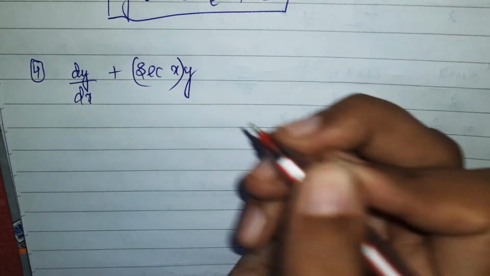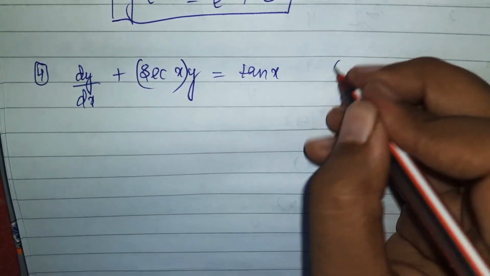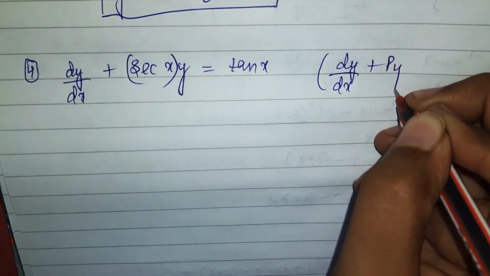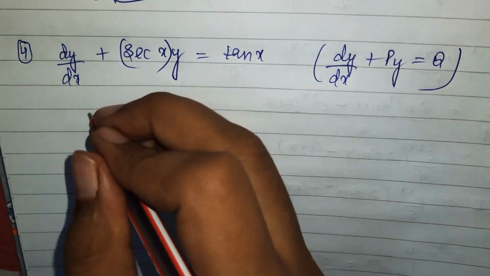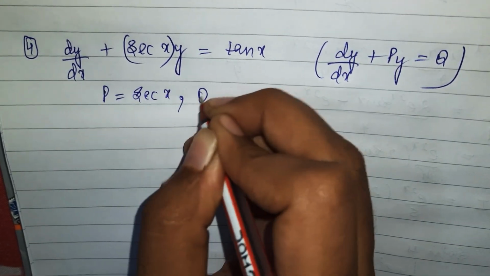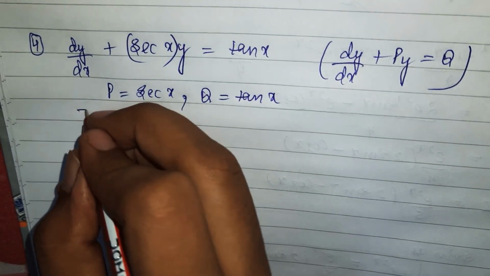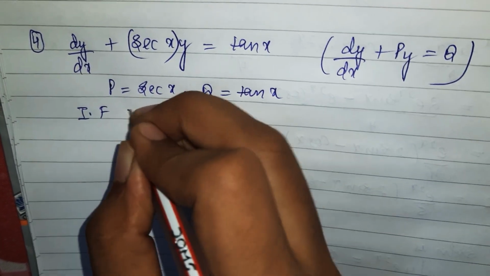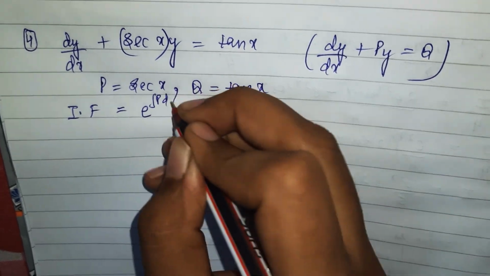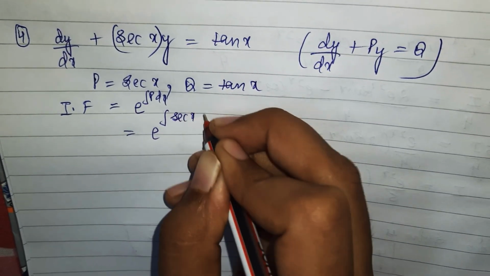So that means this can be written like this, tan of x. Again, this is of the form dy by dx plus py equals q. So p is secant of x, and q is a function of x or a constant. So this is valid. Integrating factor is e raised to the power p dx, so this is e raised to the power secant x dx.